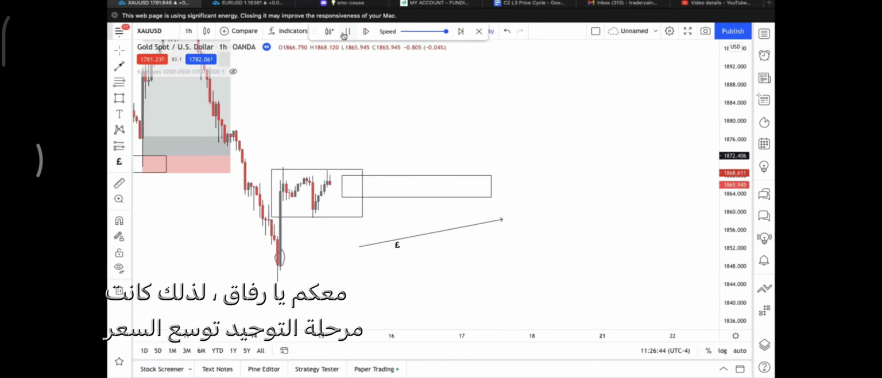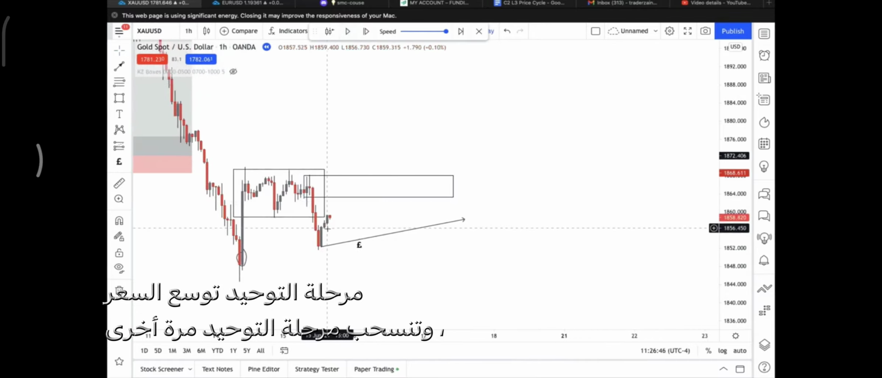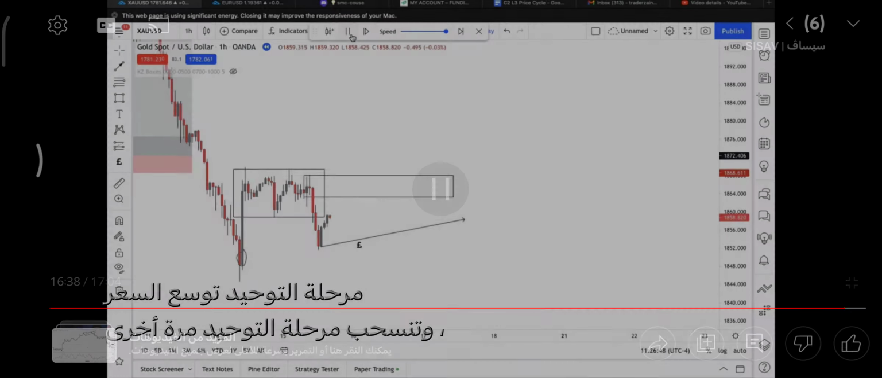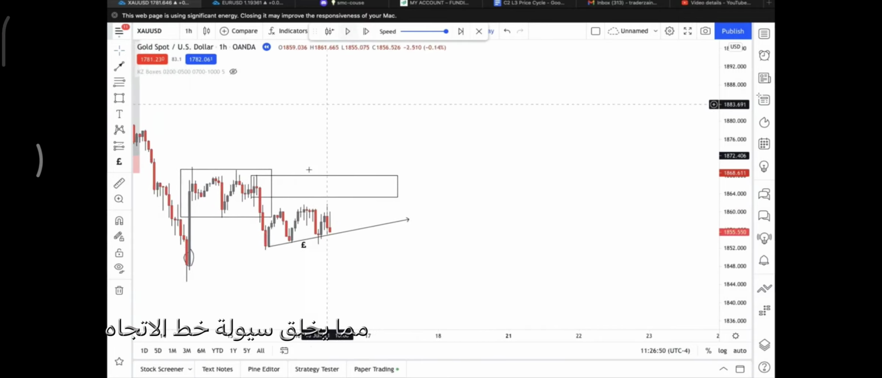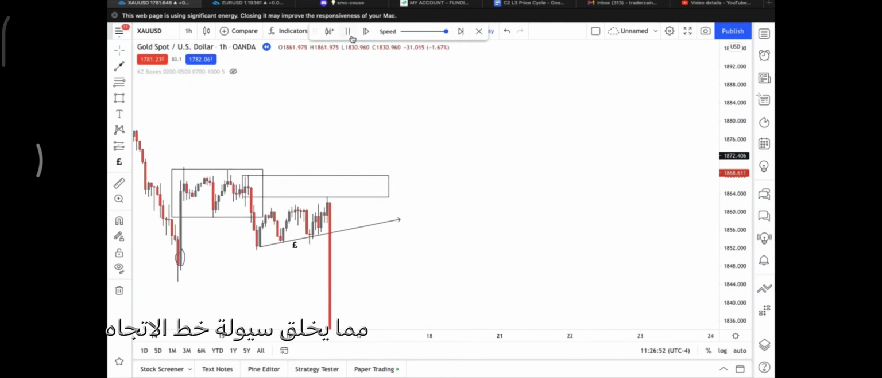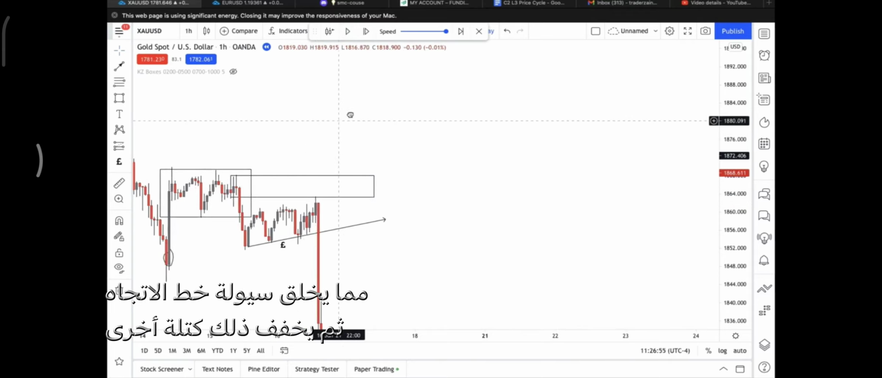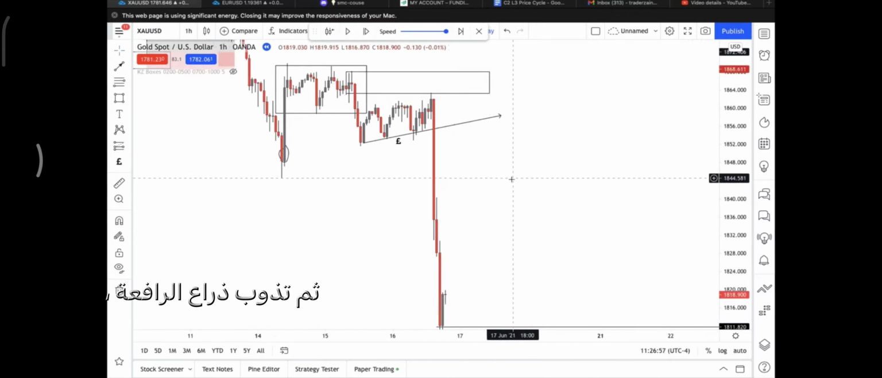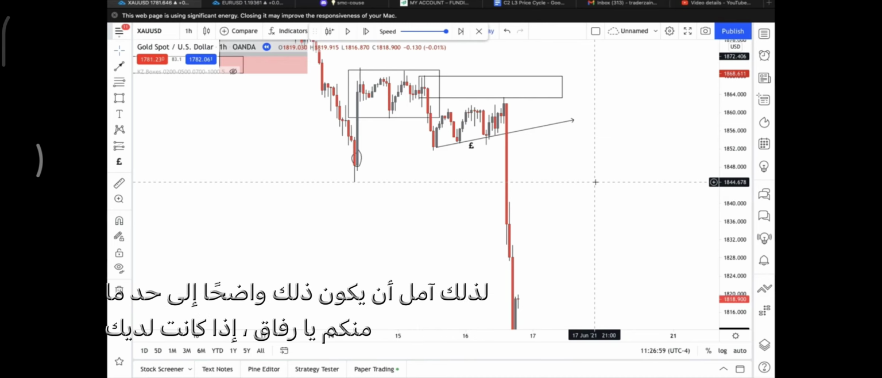So that was the consolidation phase. Price expanding out of the consolidation phase, pulls back in, creates that trend line liquidity, and then mitigates that order block, and then boom, melts. So I hope that was fairly straightforward with you guys.